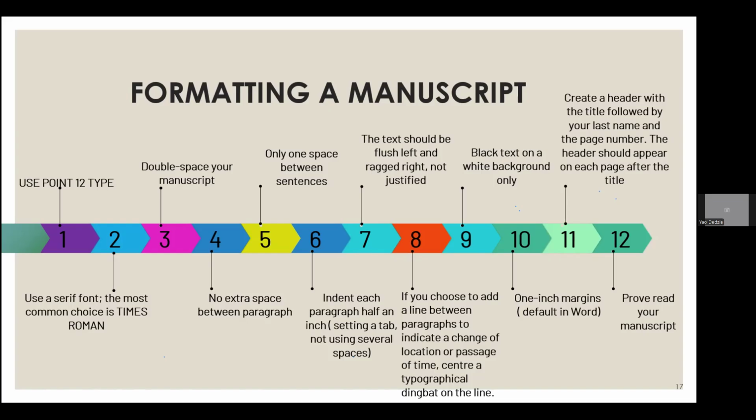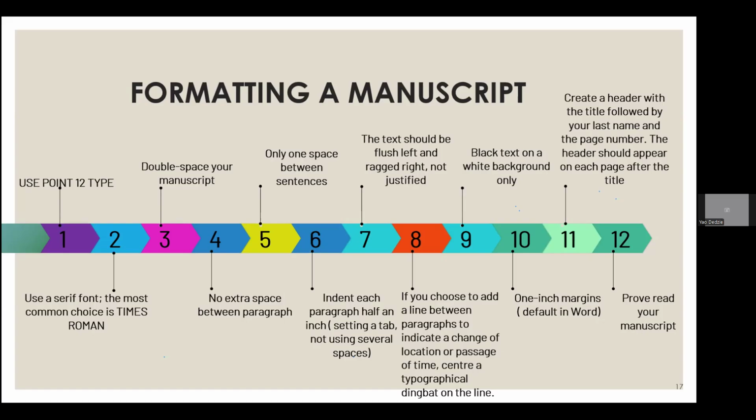So what font size are we using? The common one, and I think the convention, is to use the 12-point type. Okay, the font size is 12 point, and the font style is Times New Roman. Then double space the manuscript, with no extra space between the paragraphs and only one space between sentences. Indent each paragraph half an inch, and the text should be flush left, ragged right, and not justified.